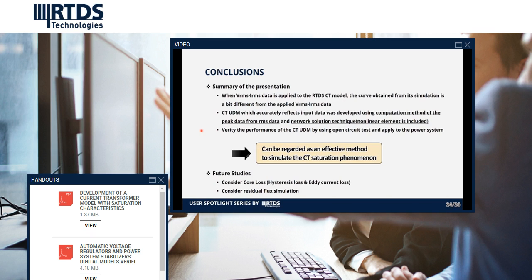In future, I will test the performance of the CT saturation detection and compensation algorithm with a distorted signal obtained from the CT-UDM. In addition, I will implement the effect of residual flux by considering core loss in the model.